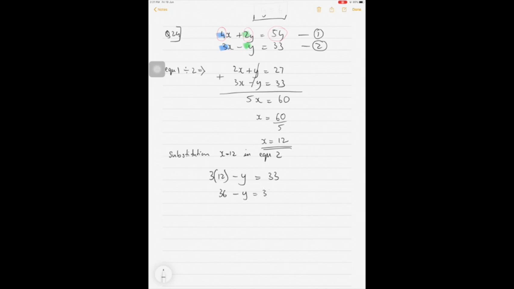So 12 into 3 is 36, minus y is equal to 33. Instead of writing minus y is equal to, I'll write y is equal to 36, taking minus y to the other side, minus 33. So y is equal to 3. Very simple. Let's solve the next question.